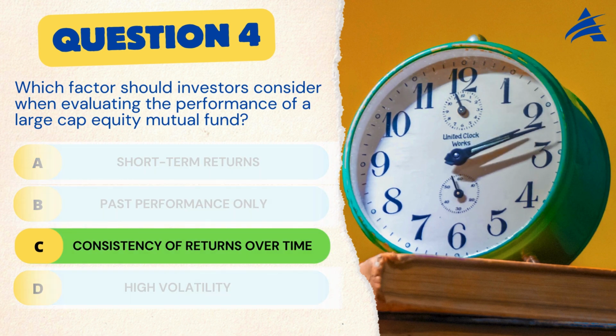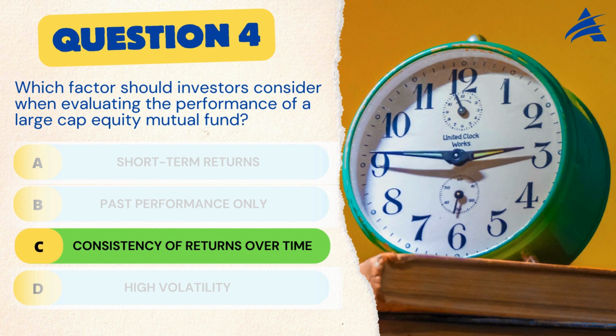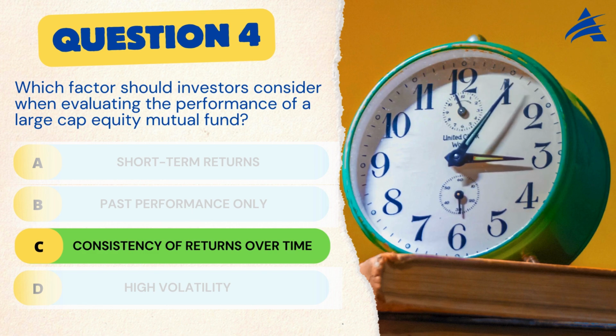The correct answer is C. Consistency of returns over time. Instead of focusing solely on short-term returns, investors should assess the consistency of a mutual fund's performance over various market cycles. Consistent returns indicate the fund's ability to navigate different market conditions effectively.